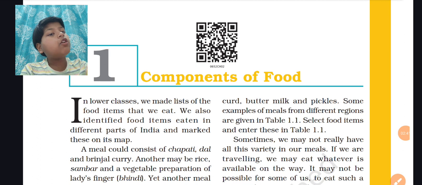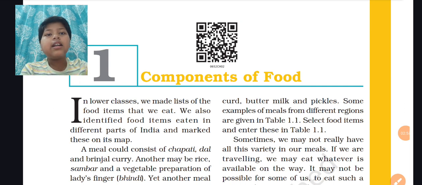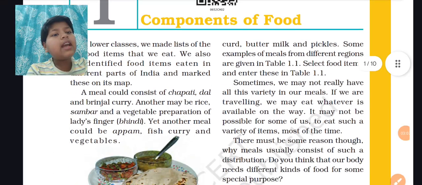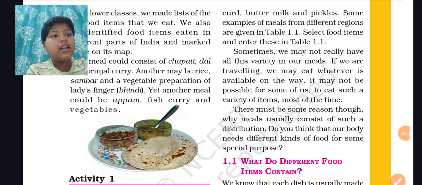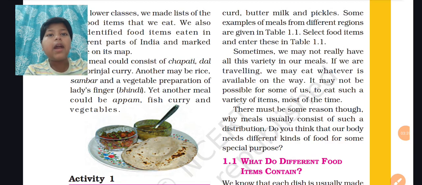Some examples of meals from different regions of India are given in table 1.1. Select food items and enter them in this table 1.1. So there are some examples given in table 1.1 and we have to fill it with the examples that we have. Sometimes we do not really have all the varieties in our meals, right? If we are traveling, we may eat whatever is available on the way. It may not be possible for some of us to eat such a variety of items most of the time.